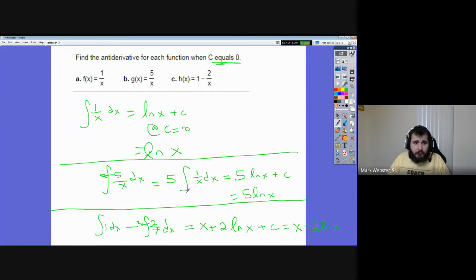And one thing that our book does that I like is they have us put absolute value signs around the x here. And I'm going to explain why right now.